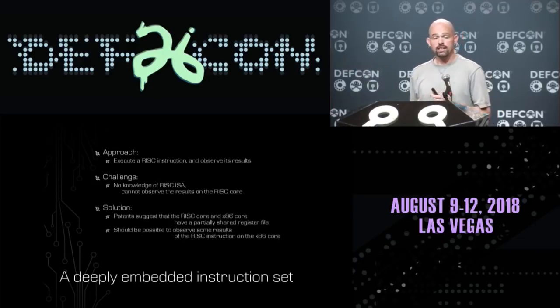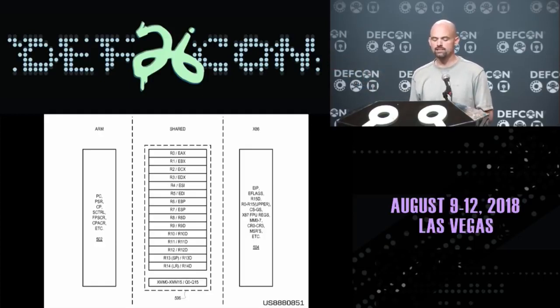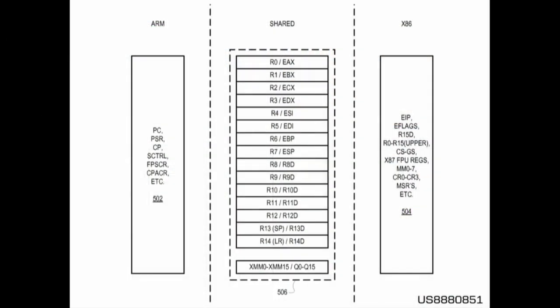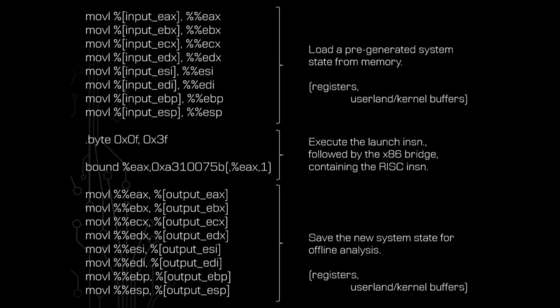Fortunately, there is an approach for this. The patents actually suggest that these two cores share a register file, at least partially share a register file, which means I may not be able to view all the effects of my RISC instruction, but I should be able to view some of the effects of the RISC instruction from the x86 core. So for example, the patents show an example where an ARM and an x86 core share some of their registers. So that means from the x86 core, I can actually see some of the effects of these instructions.